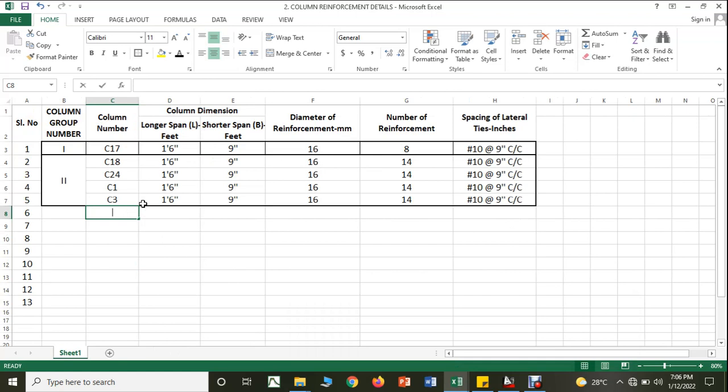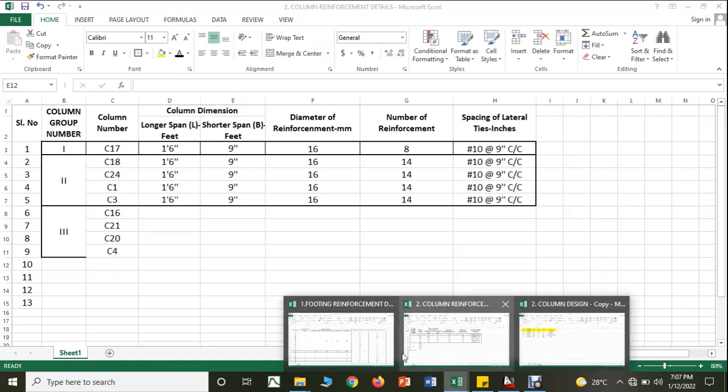Okay, so 16, 21, 24, 16, 21, 24. This is column. Okay, yes. So this I can make it group number 3.